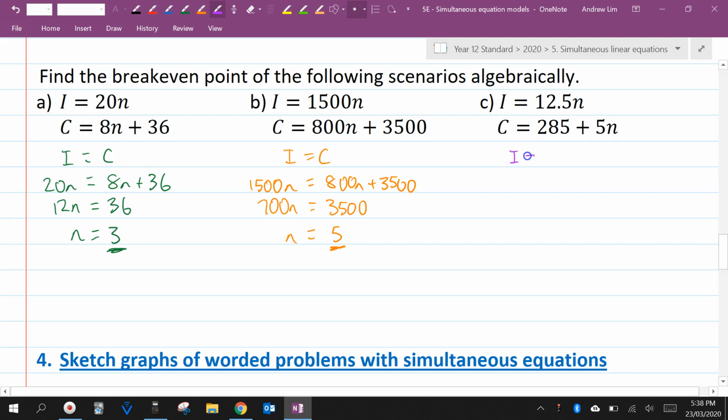Okay, so to break even, the income must be equal to the cost. So 12.5N is equal to 285 plus 5N. I'm going to minus 5N from both sides, so that leaves me 7.5N is equal to 285. And now I can divide both sides by 7.5.